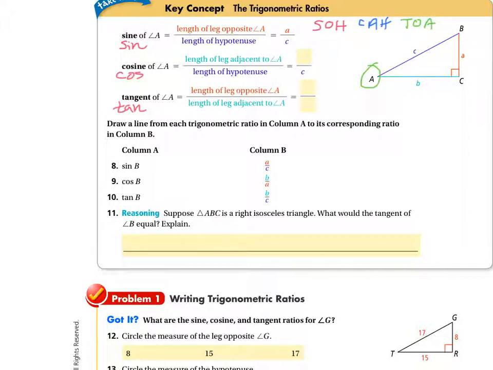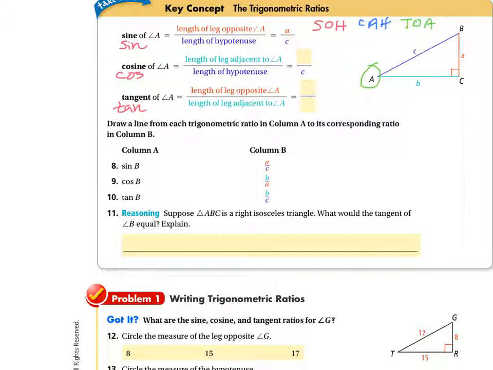Does adjacent just mean that it touches? Correct. And so every angle has two sides that touch it, right? So you're picking the side that's touching that angle that is not the hypotenuse. And you will never see me take the sine, cosine, and tangent of the 90 degree angle. It will always be of the acute angle in that right triangle. Does that make sense? So it will never be from the 90.